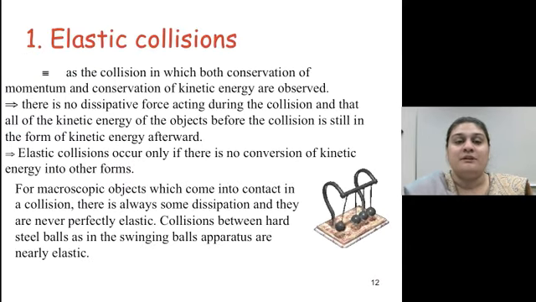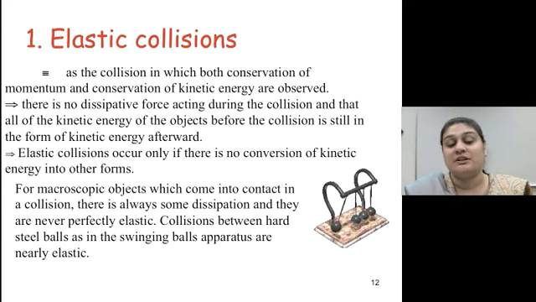An example of an elastic collision is one in which both momentum and kinetic energy are conserved. There is no dissipative force like friction present during the collision, and all of the kinetic energy of the objects before is the same as the kinetic energy afterwards. For macroscopic objects which come into contact in a collision, there's always some dissipation, and they are never perfectly elastic.